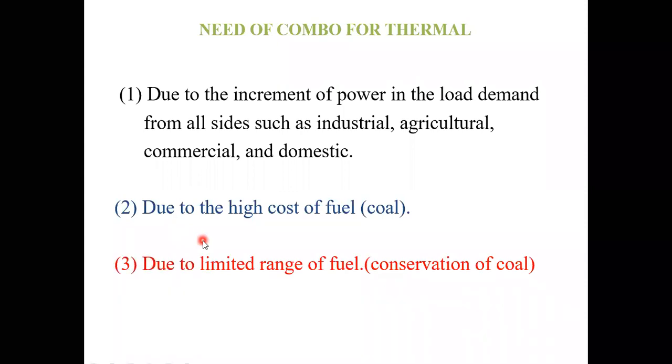And consider one more point, that is the limited range of fuel. For example, when you are considering these sources, this is not a renewable energy source. This is a conventional type of fuel. So in order to conserve our coal, it is better to use our fuel in a limited range from the upcoming generations' point of view. So this is your third point.